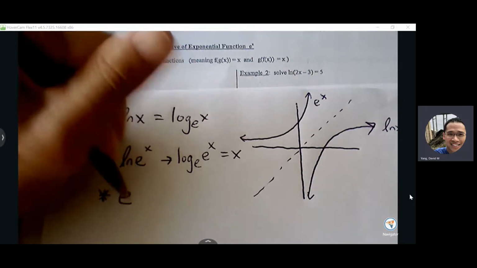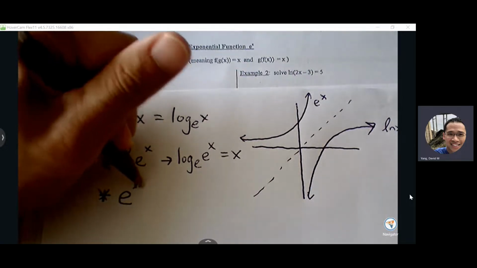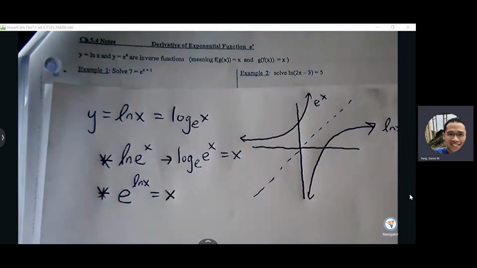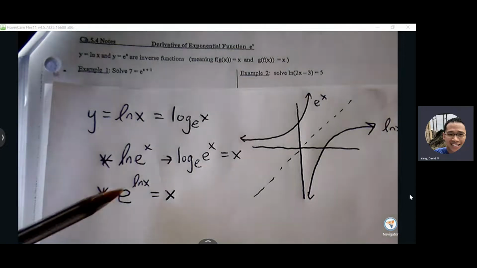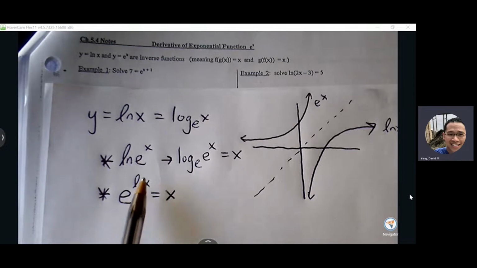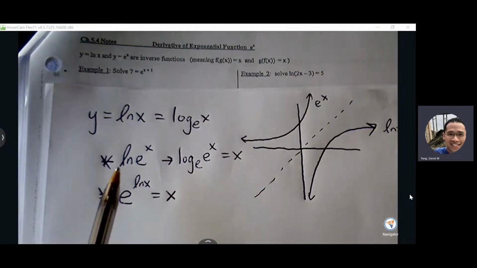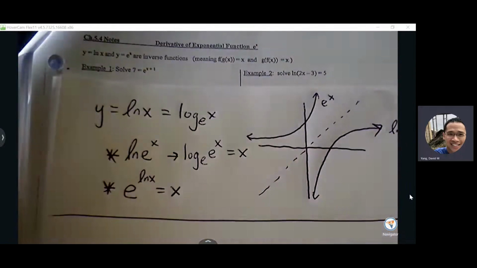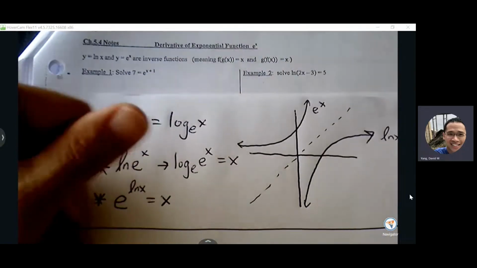The other property that we're going to explore is this. If I have e raised to the natural log of x, that's also going to become x. So if I insert the natural log into an exponential function, they're also going to cancel each other out. The reason why is because natural log is log base e, raised to log base e, they're just going to cancel each other out. So if I plug one into the other or the other into the first one, they're going to cancel each other out. Okay. So we're going to explore those two properties with example 1 and 2.